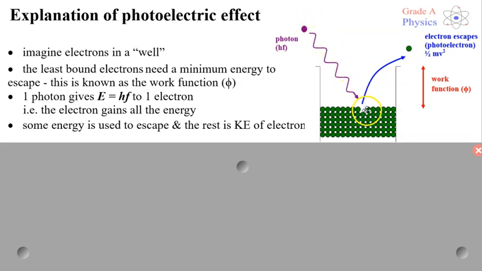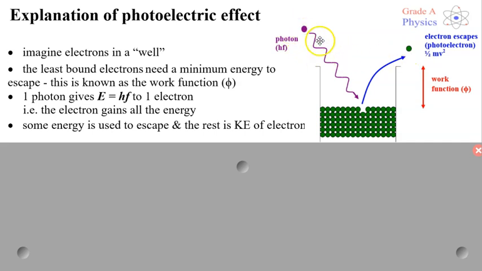It comes in and it transfers all of its energy to a single electron. So that's very, very important. We have a one-to-one interaction. Now this amount of energy here, called the work function, given the symbol phi, that's the minimum energy needed to remove a single electron from the surface of the metal. So if the energy of the photon is bigger than the work function, then the electron will be removed and we'll have an excess of energy, some remaining energy, and that will appear as kinetic energy.